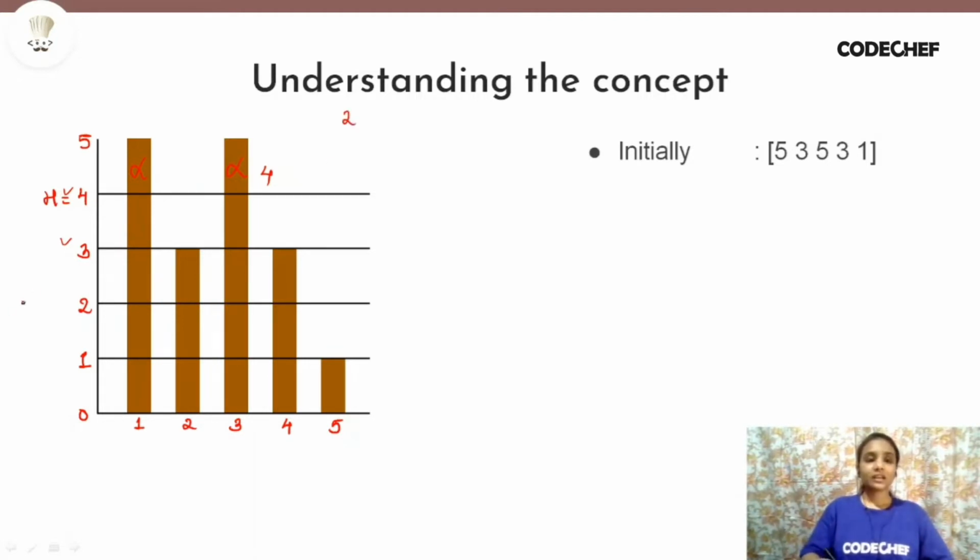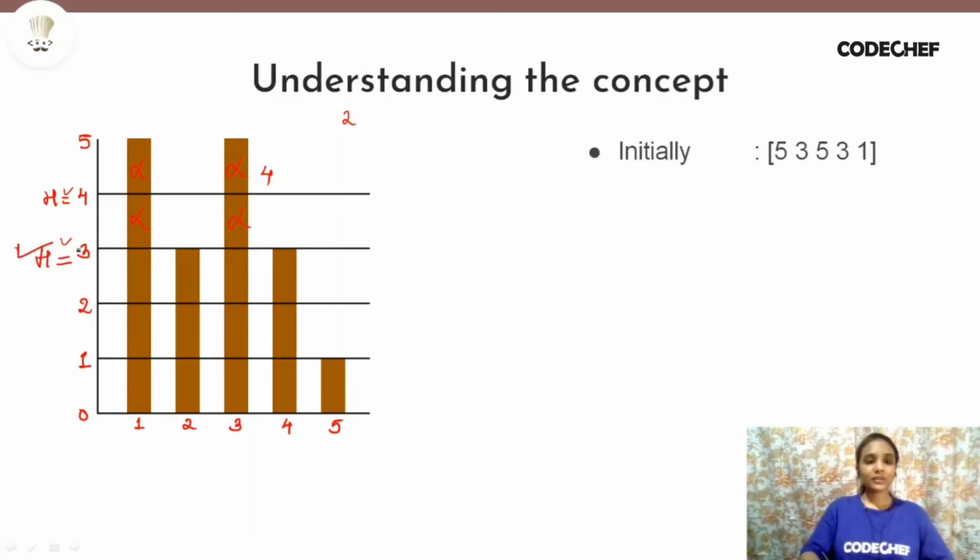But if we choose h equals to 3 directly, then we will not need to do this extra operation, because then we can reduce these 2 units of height directly. So that is what we are going to do. We will choose h equals to 3, and this will be the first operation.